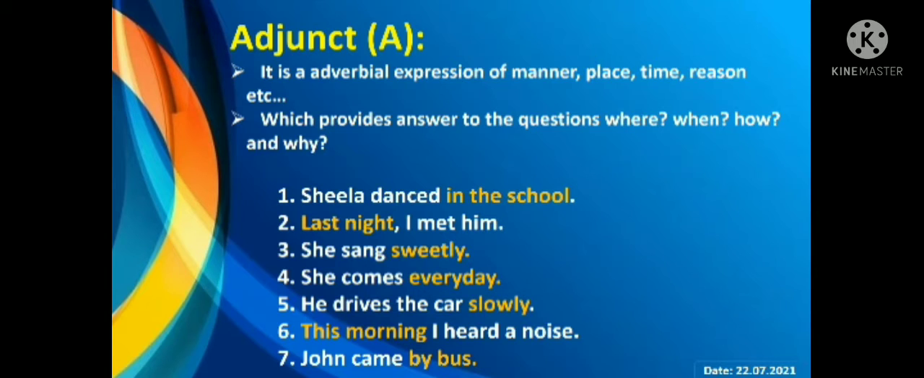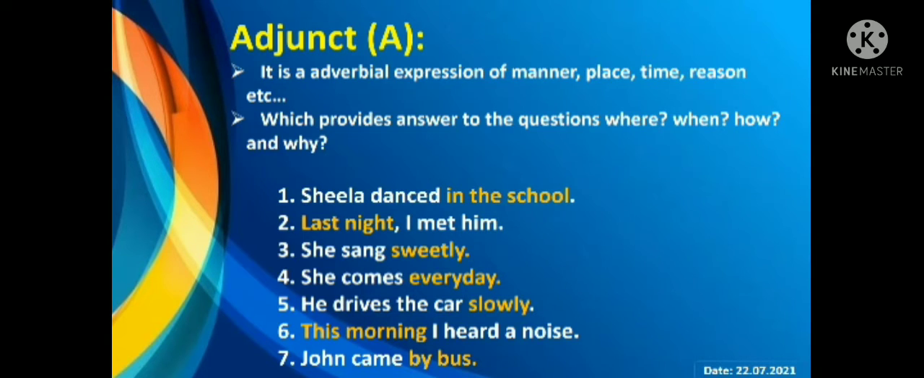And the next one, the last one, is the adjunct or adverbial. It is an adverbial expression of manner, place, time, reason, etc. Students, it is a word or phrase that modifies other words in a sentence. It answers the questions when, where, how, etc., and provides the answer to the questions where, when, how and why.